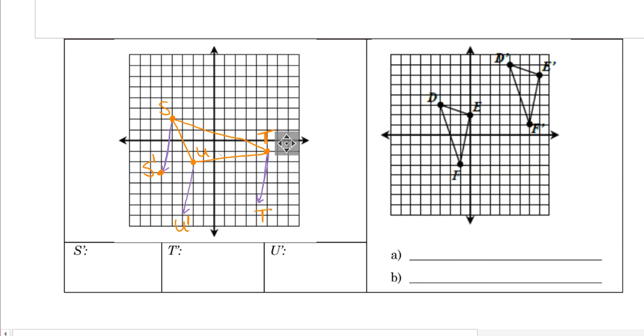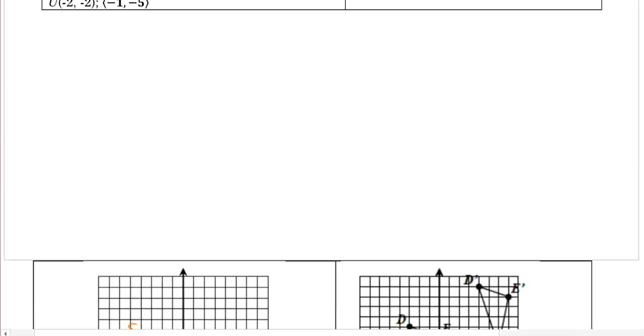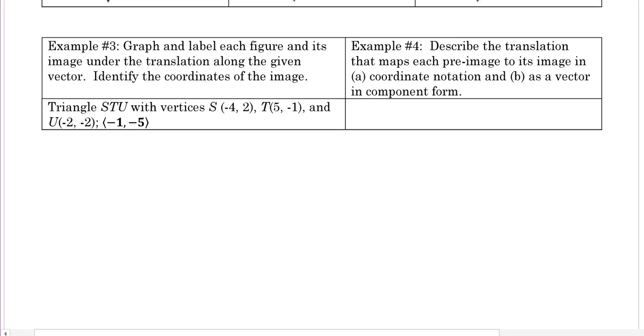And again, remember that you need to add the tick marks on your labels. So go ahead and connect those points, and we can see that we have a congruent figure to our pre-image triangle STU.